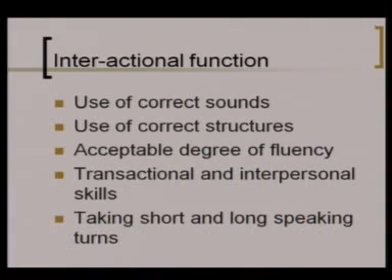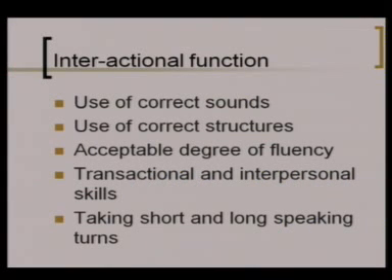Then I need to know the acceptable degree of fluency. That means I need to be able to speak fluently, without stopping, without stuttering, without stammering, without giving myself time to think, though it is acceptable, but not too much of it. Which means I should have vocabulary, I should have grammar. And then what I need is both, we have talked about, we need both transactional and interactional skills. When I have to give information, that is transactional.